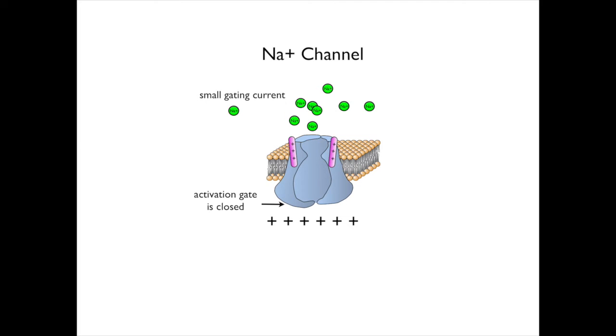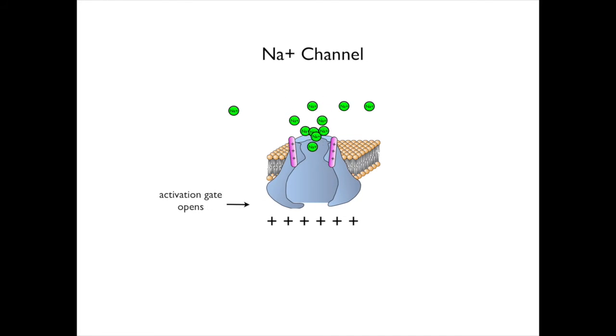This movement of positive charges in the membrane repels positive charges in the extracellular fluid and generates a small current called a gating current. The gating current is evoked before the channel opens, and thus it occurs before the ionic current that flows through the open channel. The upward displacement of the S4 segment is coupled to, and thus opens, the activation gate.